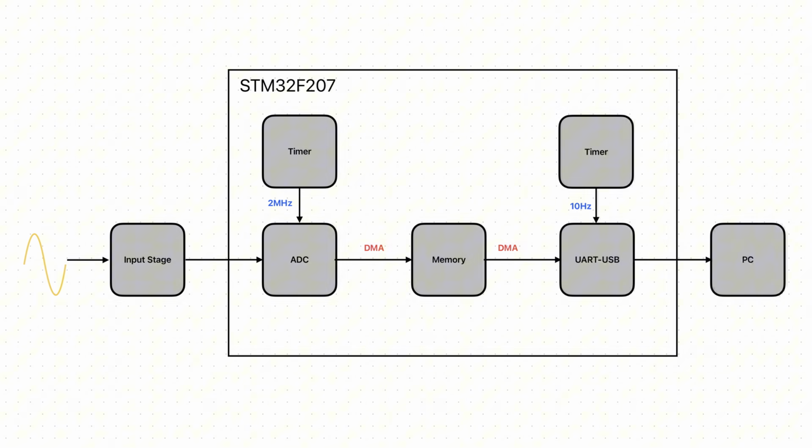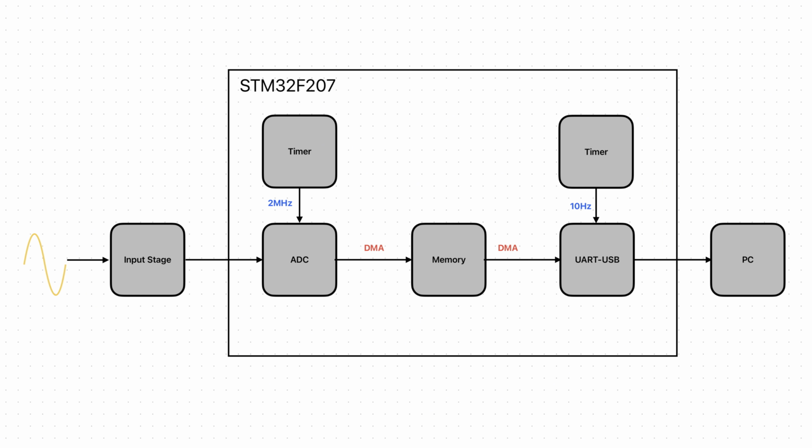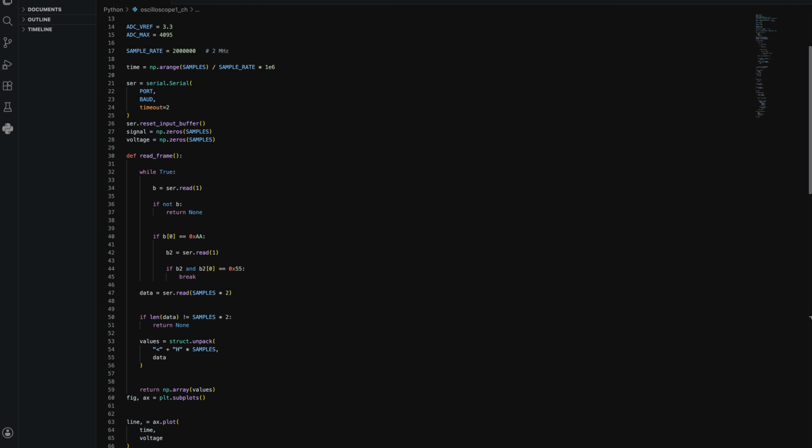Instead of converting continuously, the ADC performs a conversion only when triggered by the timer, and each converted sample is automatically written into a memory buffer using DMA. Every 100 milliseconds, the current contents of this buffer are sent to the PC as a single data packet using DMA-based UART transmission, which doesn't block the CPU while the data is being sent. On the PC side, a Python script receives each packet, reconstructs the sequence of samples, and plots the waveform in real time.